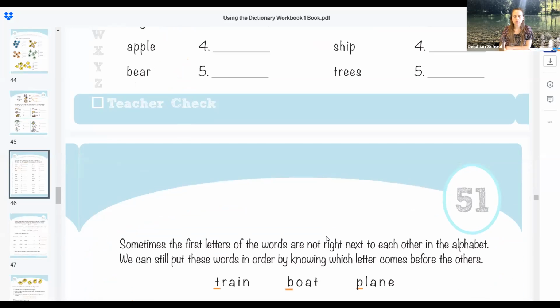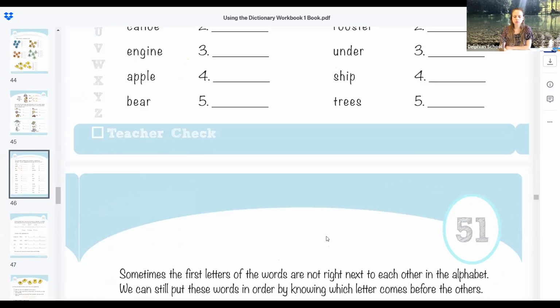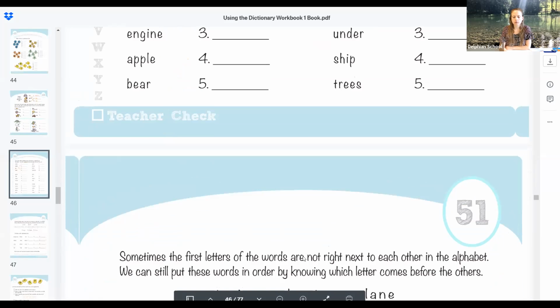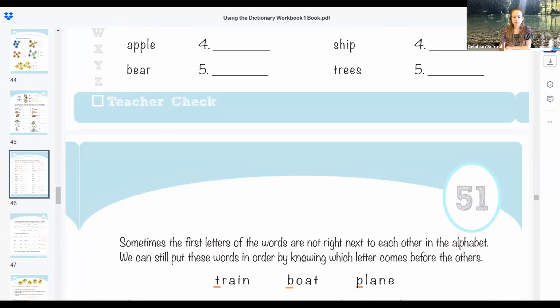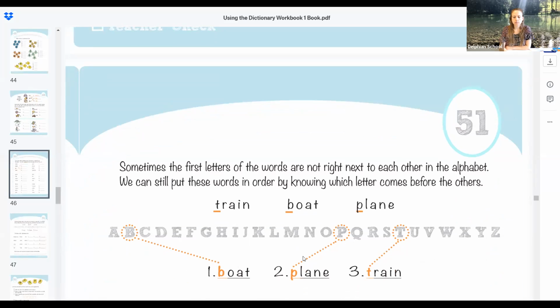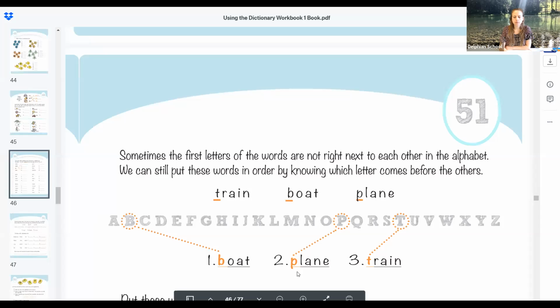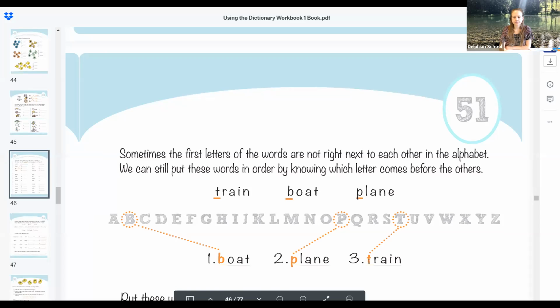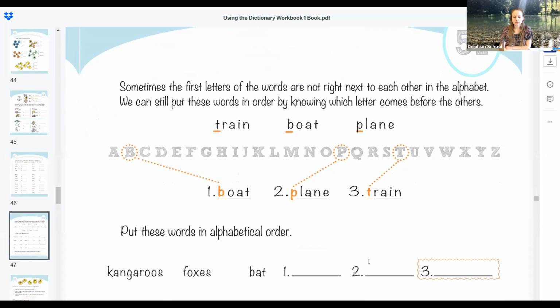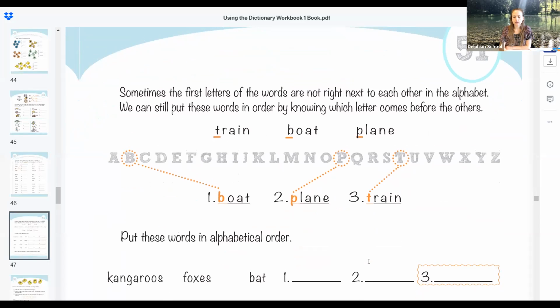So now, sometimes the first letters of the words are not right next to each other in the alphabet. We can still put these words in order by knowing which letter comes before the others. Train, boat, plane. So you can see that boat is the first one, and then there's plane, and then there's train. Put these words in alphabetic order. Kangaroos, foxes, bat. Okay, this is pretty easy, but what's the first letter? What's the first word we're gonna do?